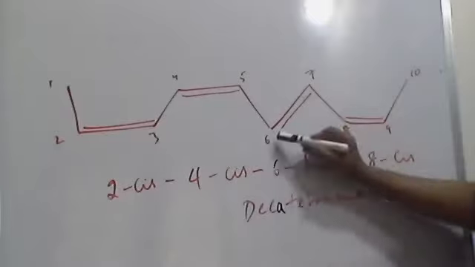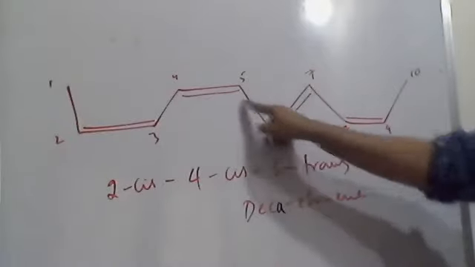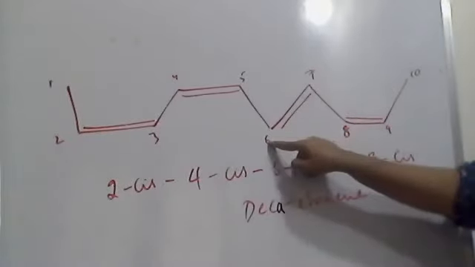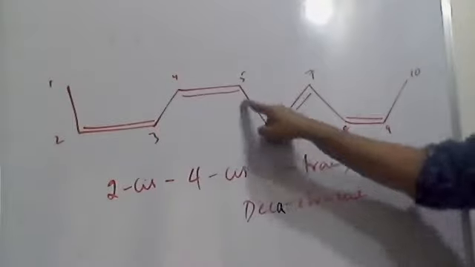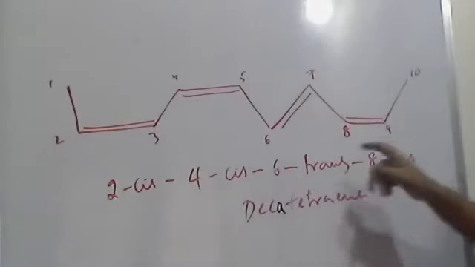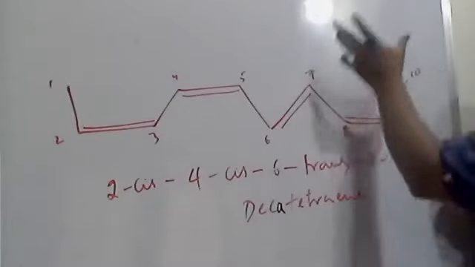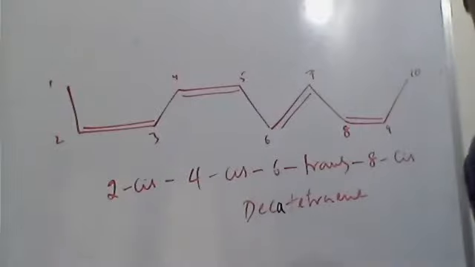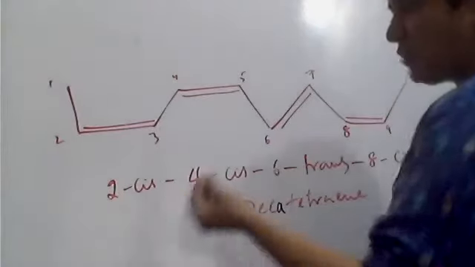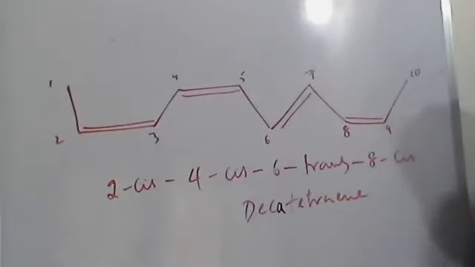Now between the 6th and 7th carbons, there is one more double bond, and the groups are going in opposite directions. So at the 6th position it is trans. And once again at 8 and 9, one more double bond which is having cis isomers. So it is a special molecule: 2 cis, 4 cis, 6 trans, 8 cis, decatetraene.